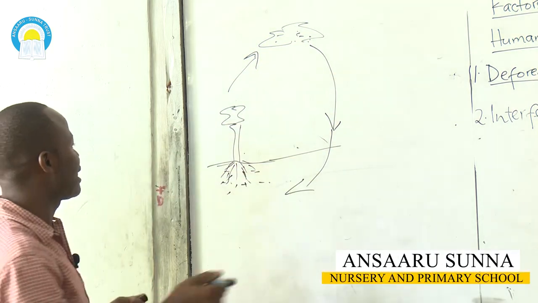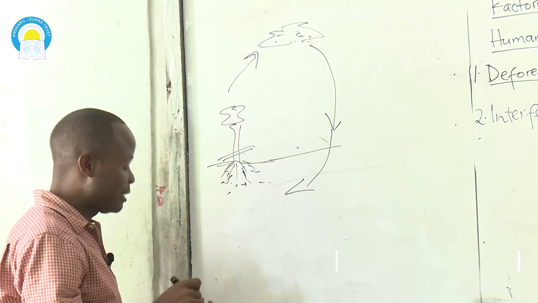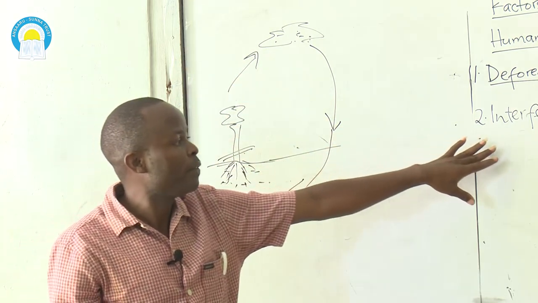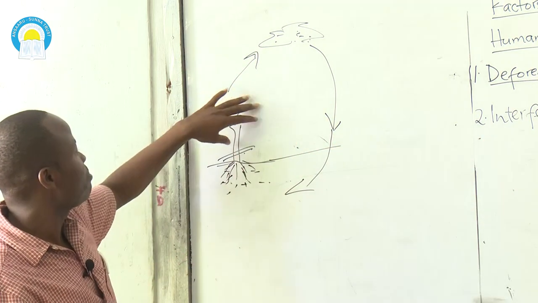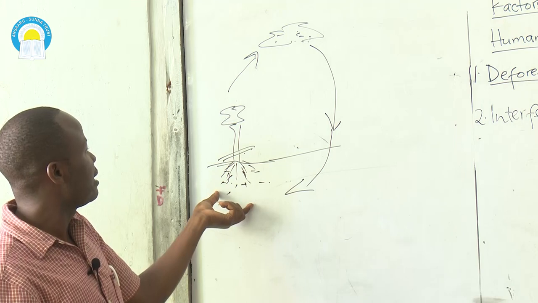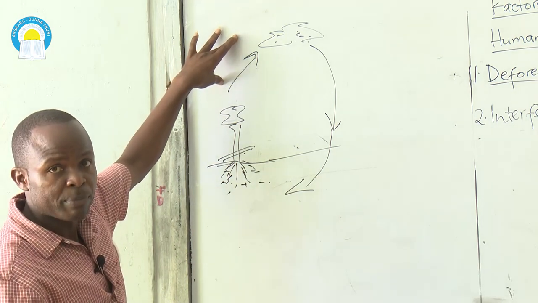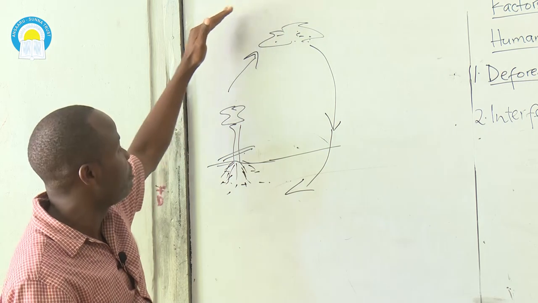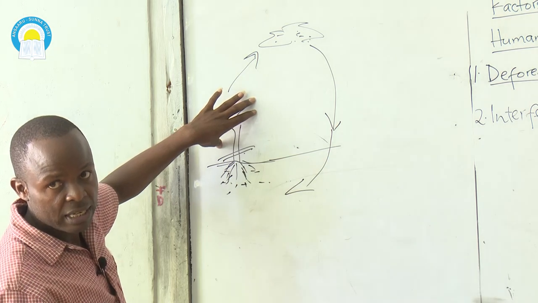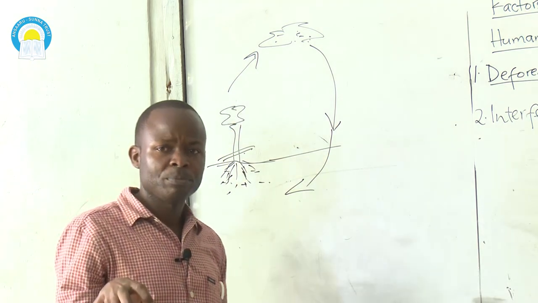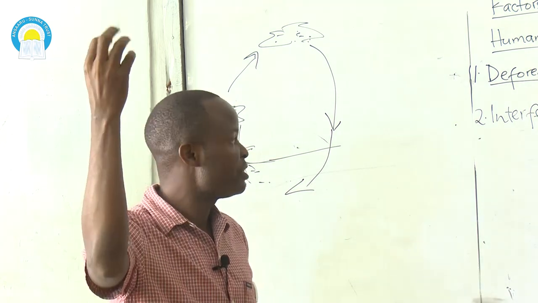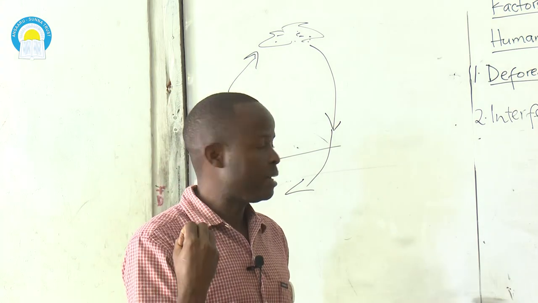So when trees are cut, there will be no formation of rainfall. We have interfered with the water cycle because one part is not there. Trees are not there to absorb the water and, through transpiration, help clouds to be formed. So there will be no formation of clouds because we don't have the trees. So when forests are cleared, there will be no rainfall in that area, because it is the trees in the forest that attract rain.